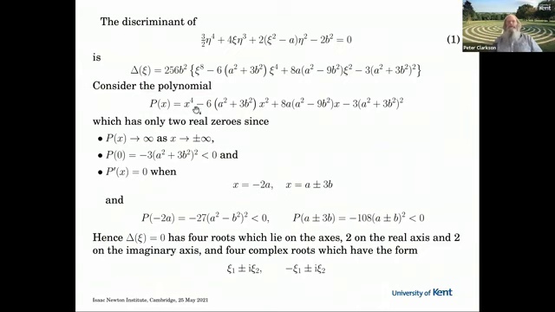So if you look at this polynomial, you can show that it only has 2 real zeros. We know it tends to infinity as x goes to plus or minus infinity. At 0, it's negative, and the derivative, wherever it's zero, is always negative at those points. So you can see that P only has 2 real zeros, and therefore the discriminant has 4 roots, 2 which lie on the axes, and 2 complex roots which have a particular form. So that gives you where the corner points of the rectangle are going to be.